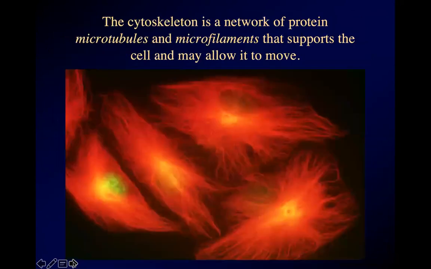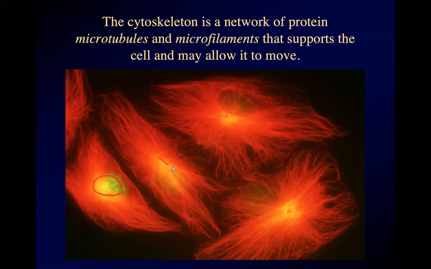Locking everything together is what we call the cytoskeleton. Remember, cyto means a cell and skeleton means a skeleton. These are pictures of cells that have been stained so that the nucleus looks yellow. So there's the nucleus, there's the nucleus, there's the nucleus. And you can see that the nucleus of each of these cells is surrounded by what looks like flame red cotton candy.